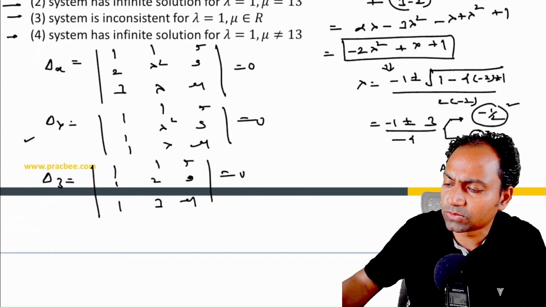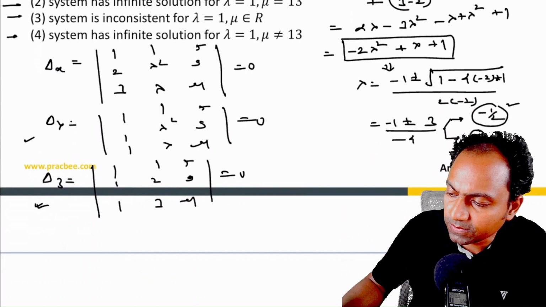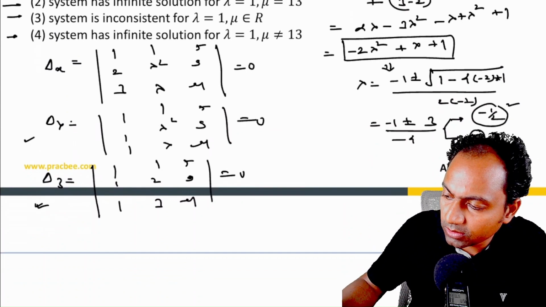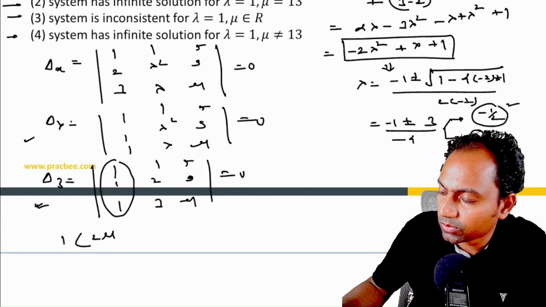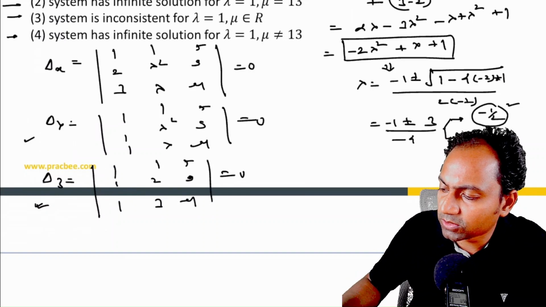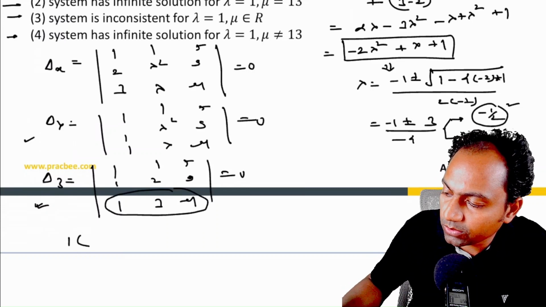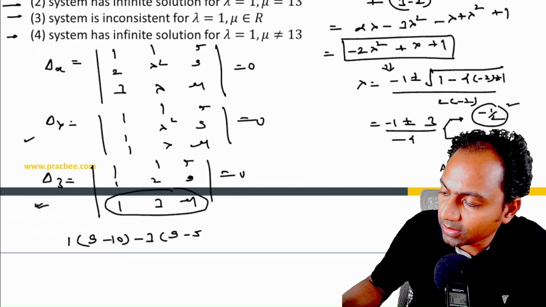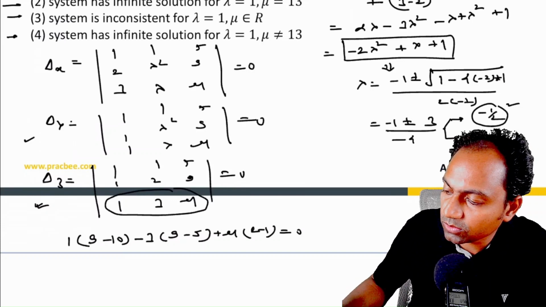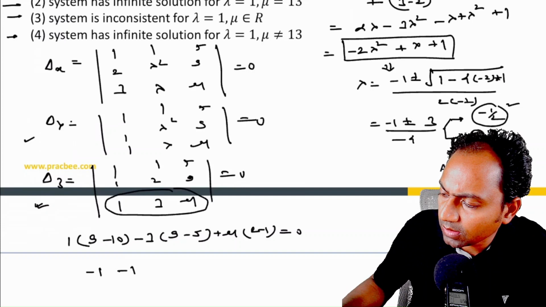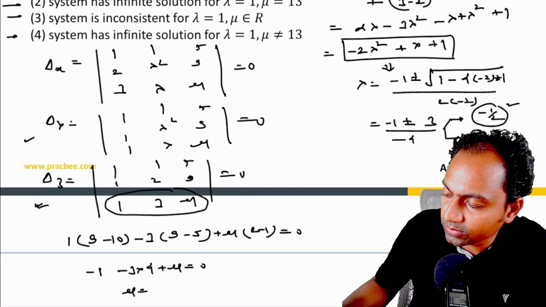Around that we can check, and it is somewhat beneficial to check this delta 3 as well. So if I open this up along this first column, let us see what I get. If I open it, it becomes nothing but 2 mu. And I guess instead of this, it would be more beneficial if I open this up along this third one, because we just want to find the value of mu only. So 1 into 9 minus 10, minus 3 into 9 minus 5, and plus mu into 2 minus 1 is equal to 0. So this becomes minus 1 minus 3 into 4 plus mu is equal to 0. So this is nothing but mu comes out to be 13.